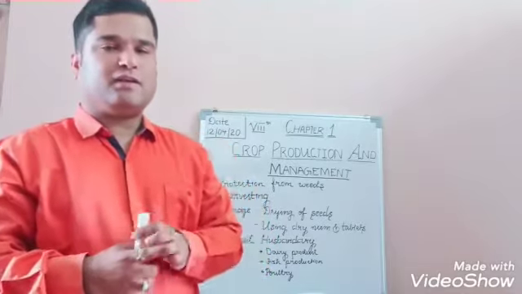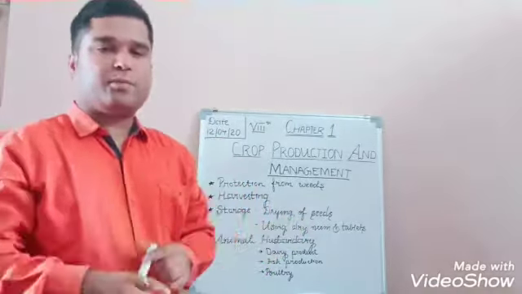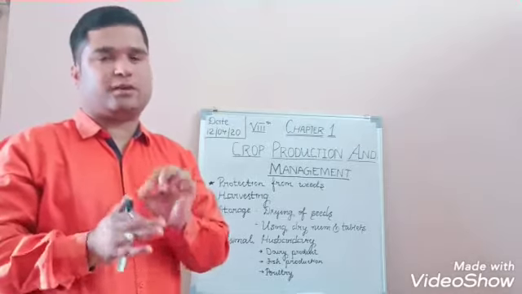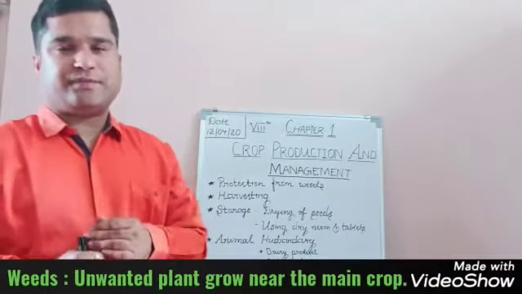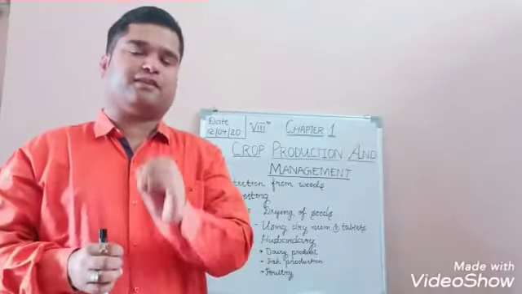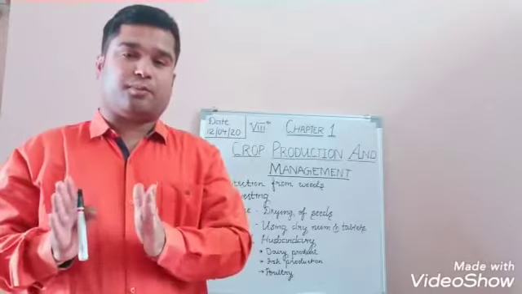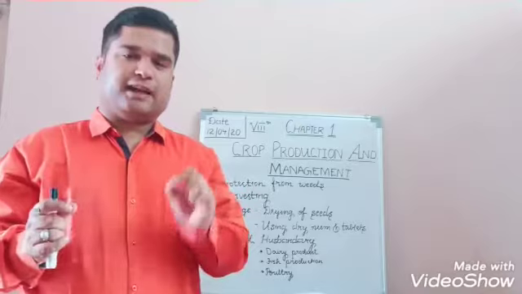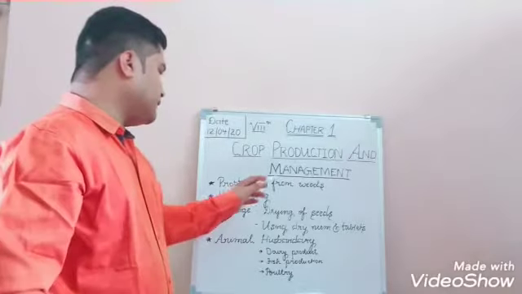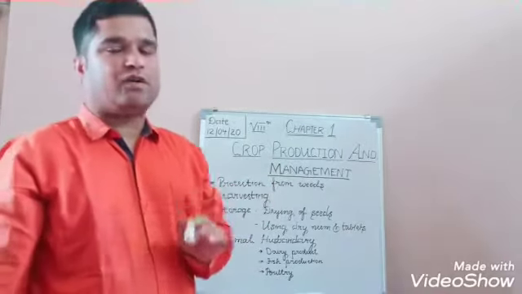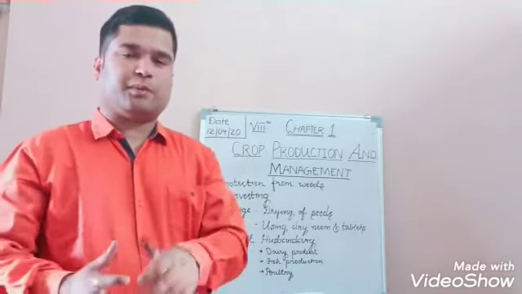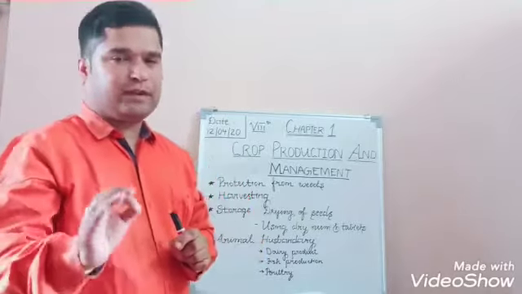But you have also seen one or many small plants which are unwanted, and they are growing just near the main crop. They are taking their shelter, nutrition, water, air, and whatever manure and fertilizer we are adding for the growth of the main crop, but they are continuously taking that and affecting the growth of our main crop. So they are known as weeds. What are weeds? Weeds are unwanted plants which grow near the main crop, and they take their nutrition from the main crop, and ultimately they are harming the main crop.